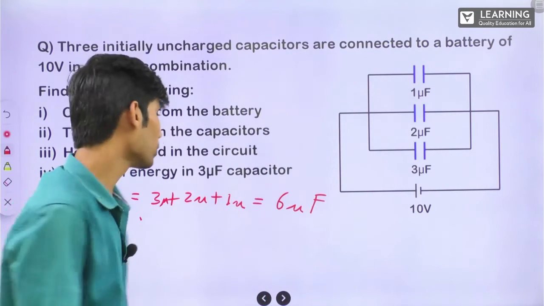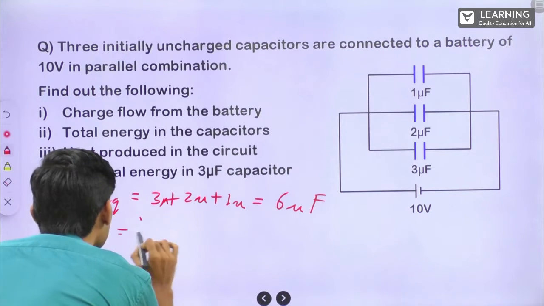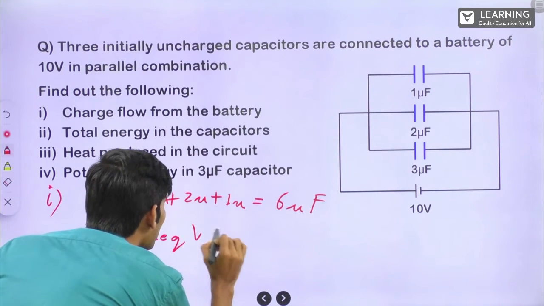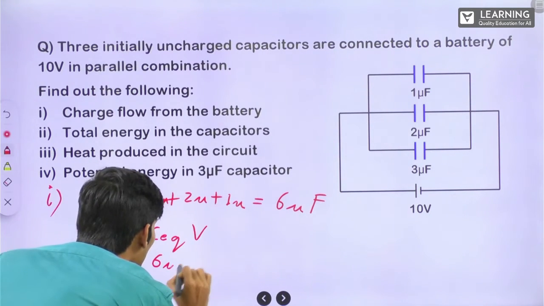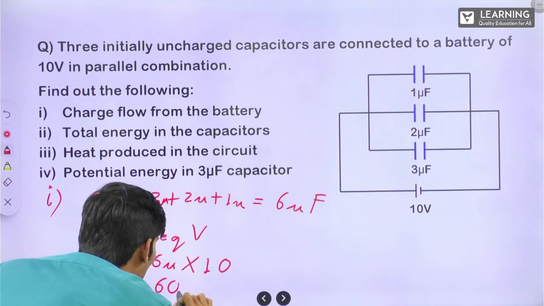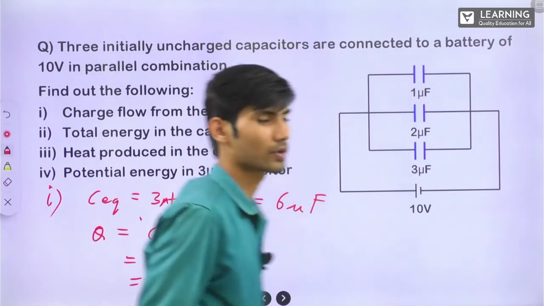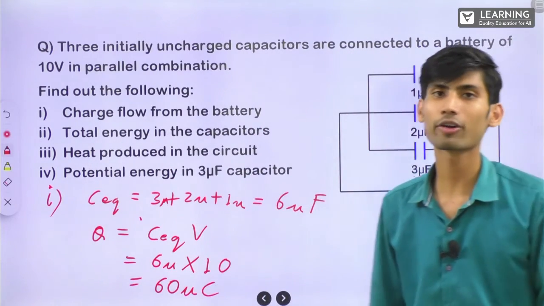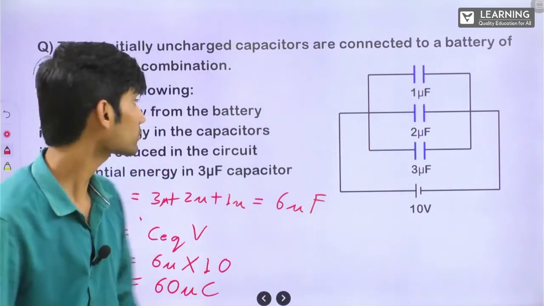Battery is 10 volt. So Q is equal to C equivalent into V. That is equal to 6 microfarad into 10 volt, that is equal to 60 microcoulomb. Correct? I hope you got the same. The charge from the battery is 60 microcoulomb.